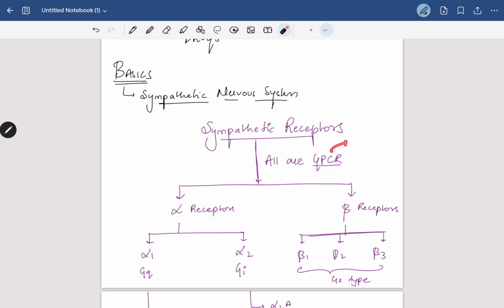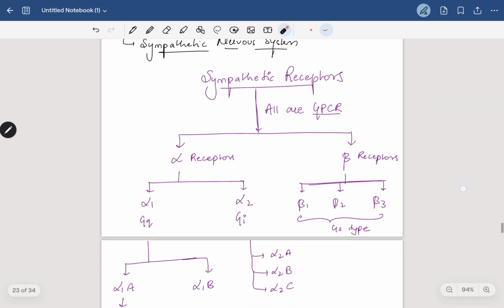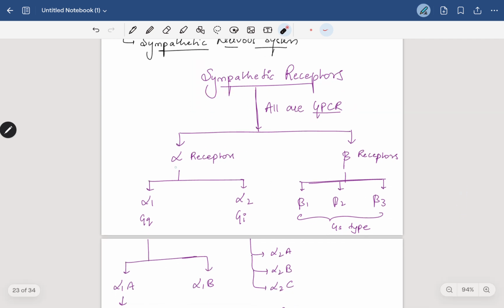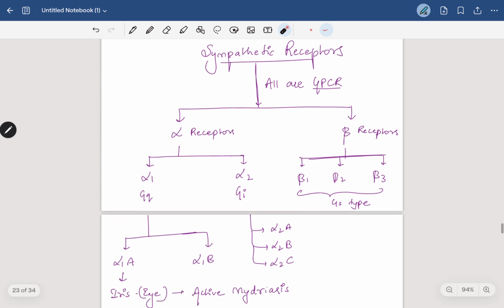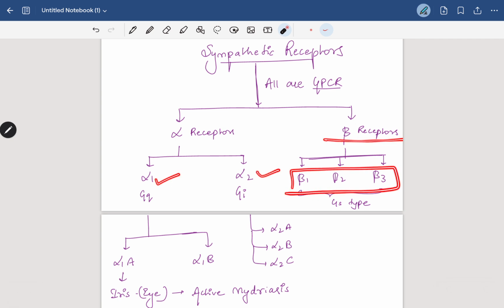GPCR means G protein coupled receptors. So all the receptors of the sympathetic nervous system are GPCR, G protein coupled receptors. We have two types of receptors in sympathetic receptors. We have alpha receptors and you have beta receptors. Further, alpha receptors are of two types, alpha 1 and alpha 2 receptor. Beta receptors are of three types, beta 1, beta 2 and beta 3.